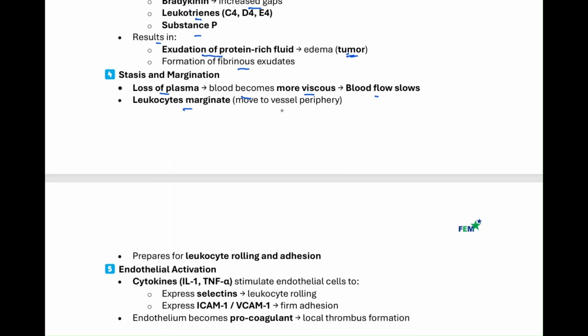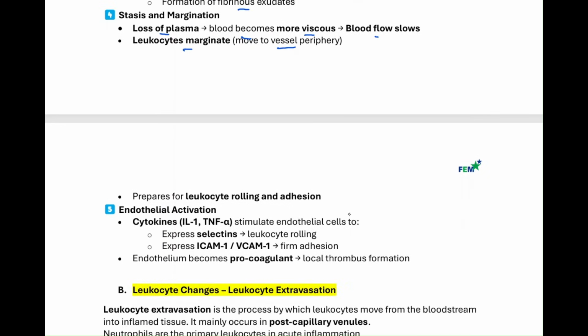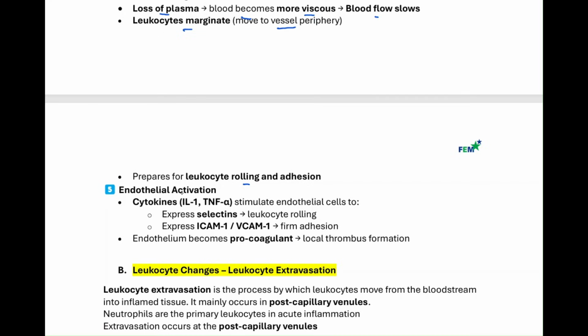So leukocytes marginate and move to the vessel periphery, and this prepares the leukocyte for what we call leukocyte extravasation. Leukocyte extravasation is the process whereby the leukocyte leaves the blood vessel and goes to the tissue, or the site of the injury, or where the bacteria is. And the last step there is endothelial activation.